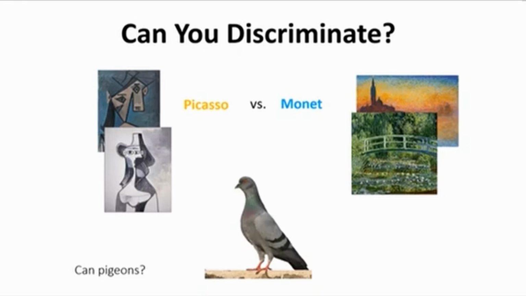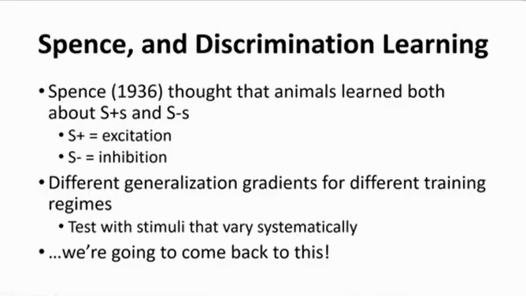And this is why I like looking at pigeon research, because they can test whatever they can think of, and pigeons seem to be really, really good at visual discriminations. Next, we're going to talk about researcher Spence and how their theories relate to discrimination learning.